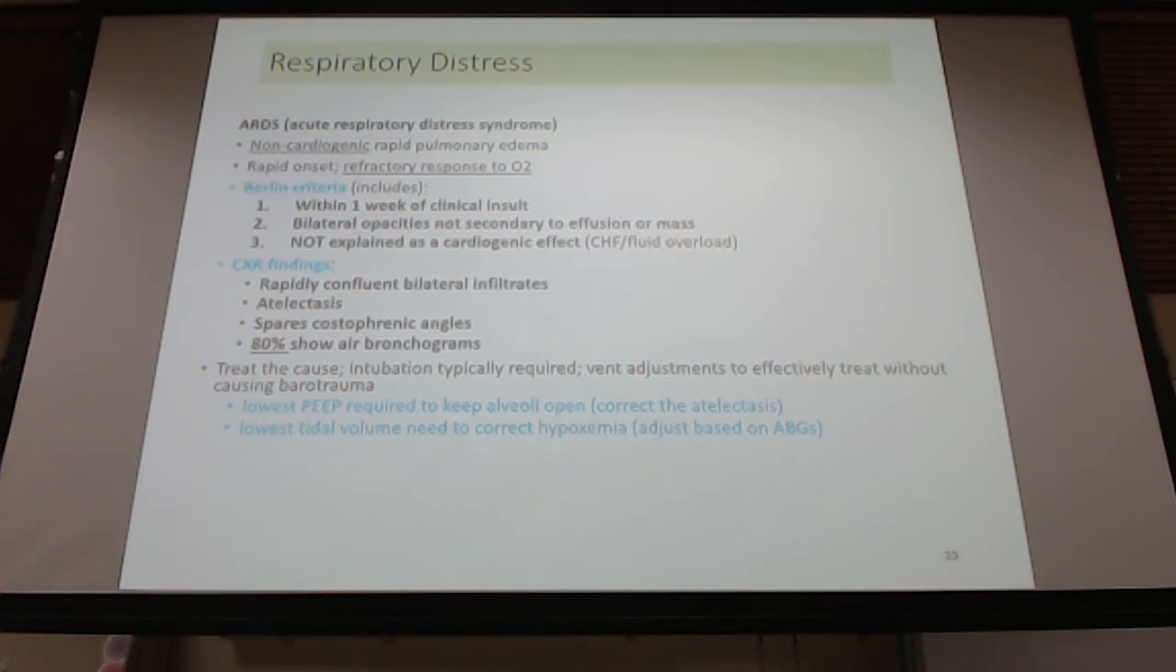ARDS, this is where your lungs turn into sponges. Within a week of ARDS setting in, something happened, right? There's within 1 week of clinical insult. That is part of the diagnostic criteria. So that has to exist in order for this diagnosis to be of concern.